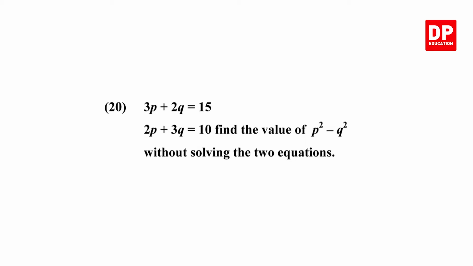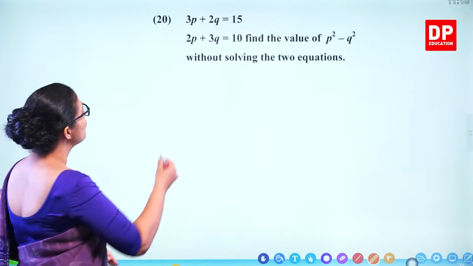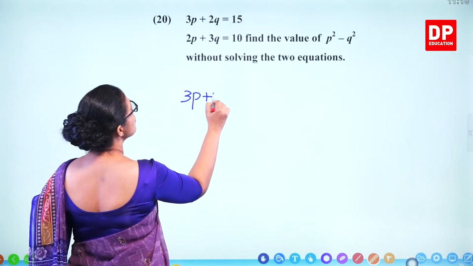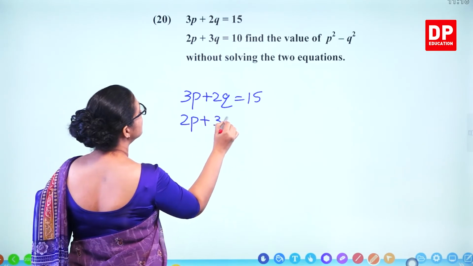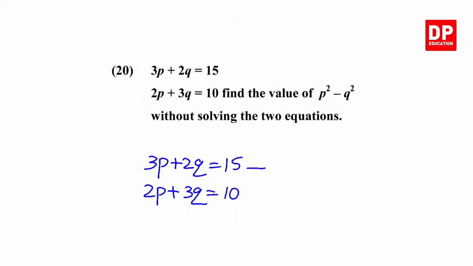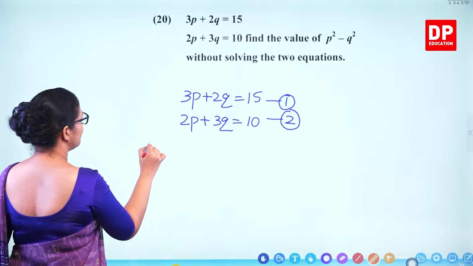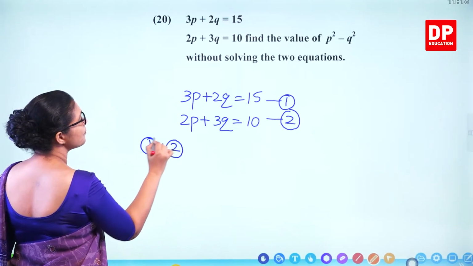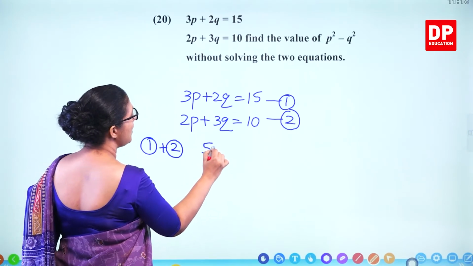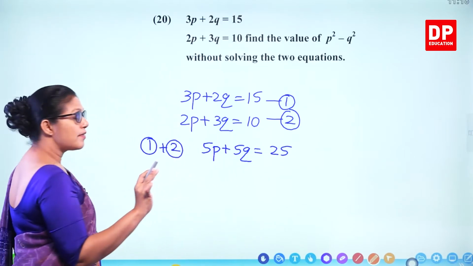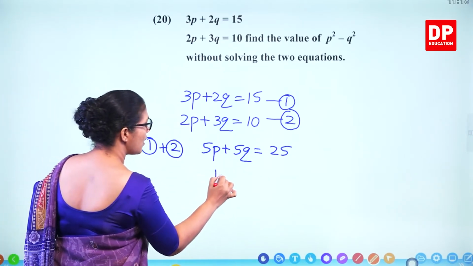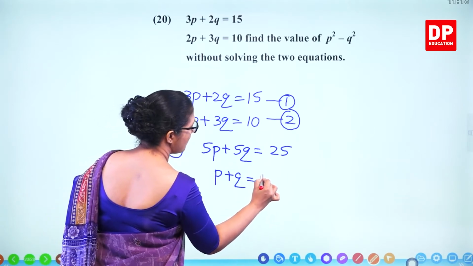Question number 20. You have been given 2 equations. Find the value of p squared minus q squared without solving the 2 equations. So we'll take the first 2 equations and add them. When you add them, what happens? 1 plus 2, 3p plus 2p, 5p, 5q is equal to 25. Divide the whole equation by 5, you get p plus q is 5.